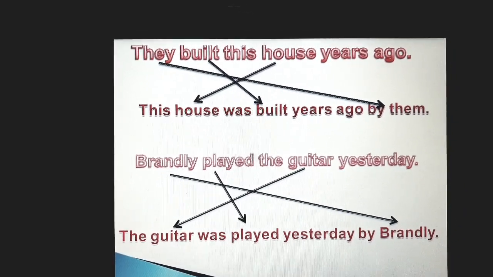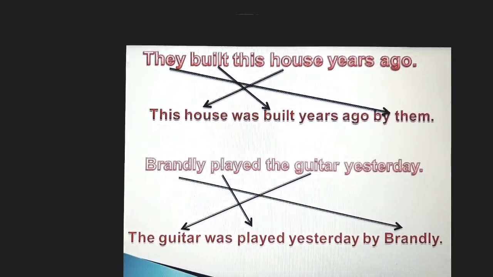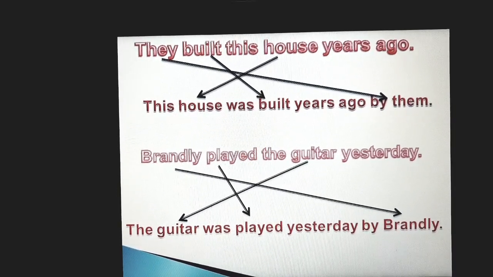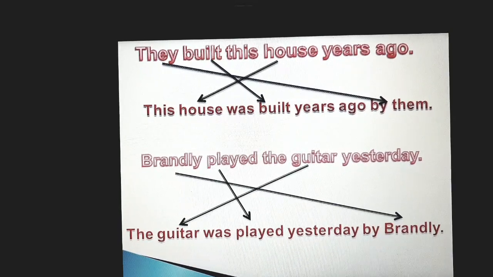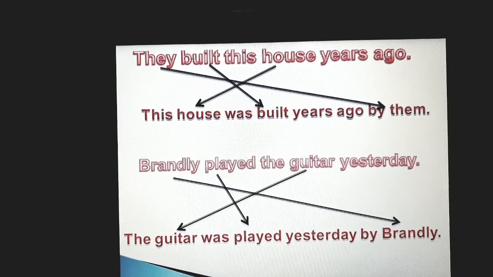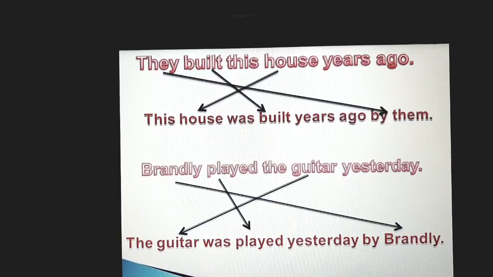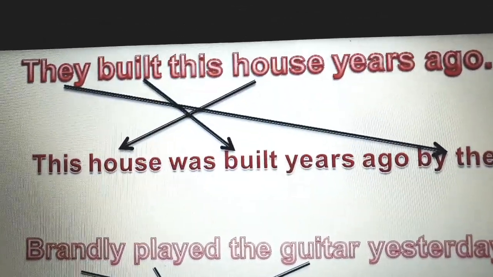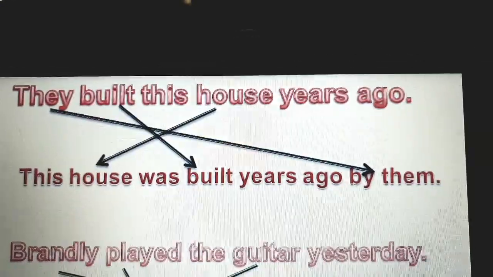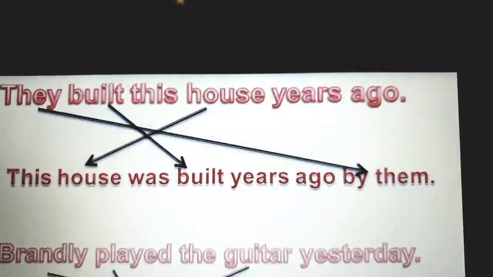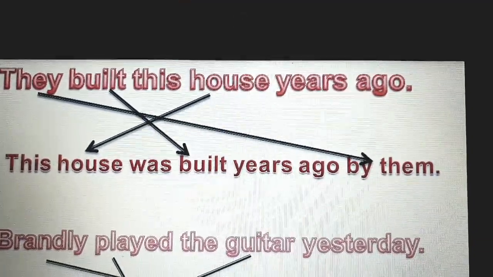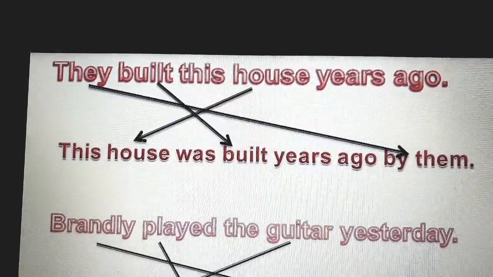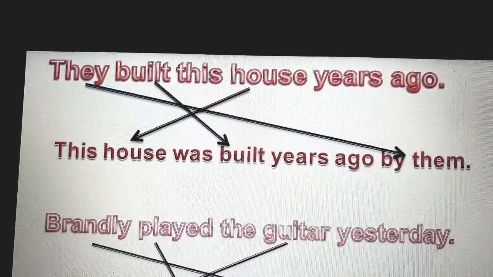They built this house years ago. Again, "they" is the subject, built is the verb, this house is the object, and years ago is the complement. So we start with this house, as you can see in the example. This house was, because house is singular. This house was built years ago by them. See why "they" changed to "them", as you can see from the arrows.